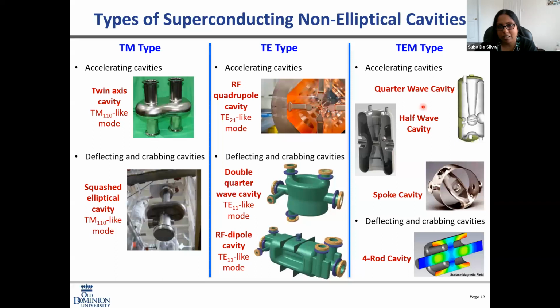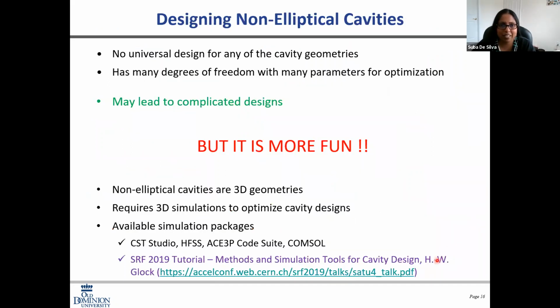And then you have many TEM type cavities that are used for particle acceleration. These are the most popular cavities: the quarter wave, half wave, and the spoke cavities. And then you also have the TEM type four-rod cavity, which is used for deflecting and crabbing. So as you can see, there is a whole variety of cavity geometries, and you can be more innovative and think free and come up with many interesting shapes that work for particle acceleration or even deflecting and crabbing beams.